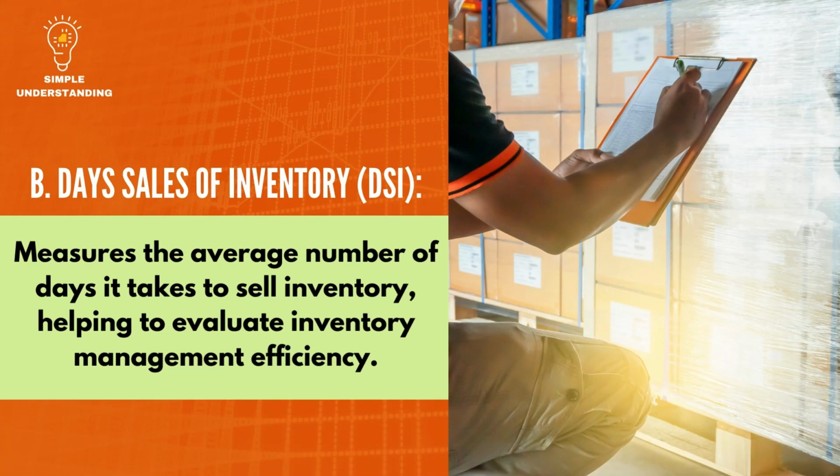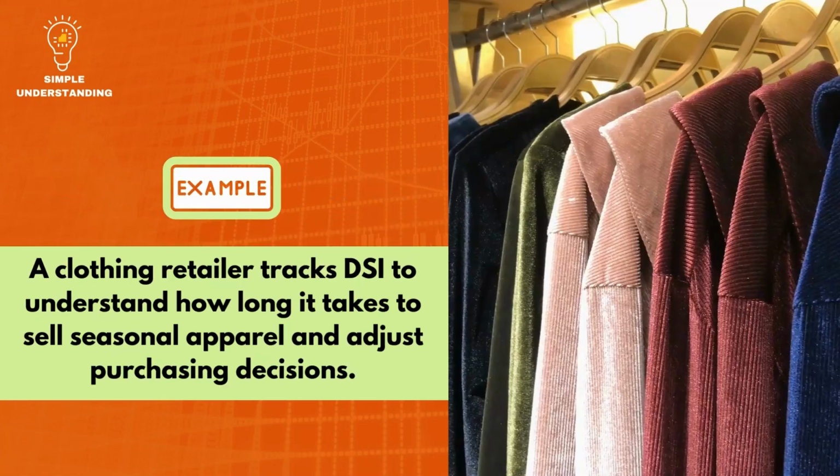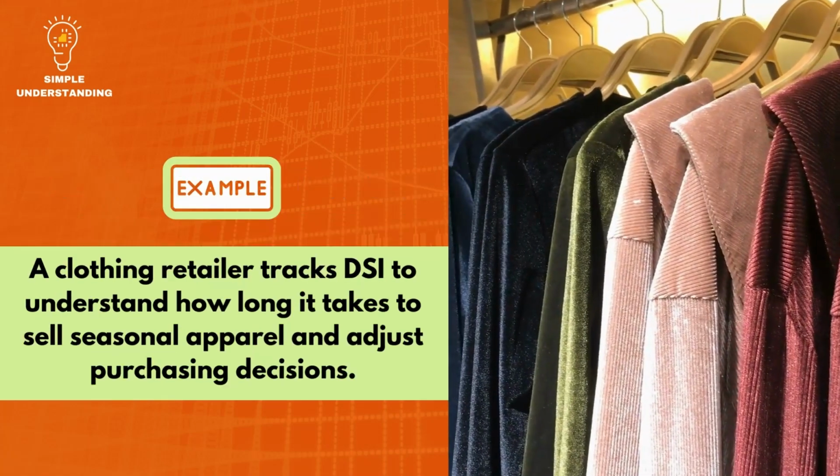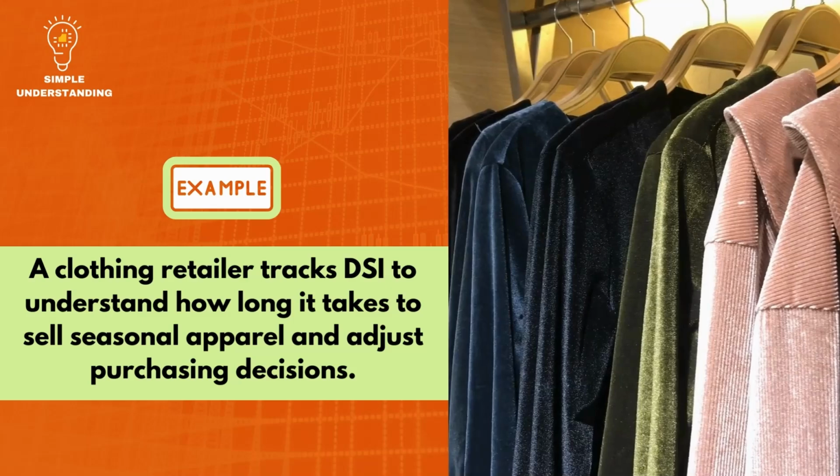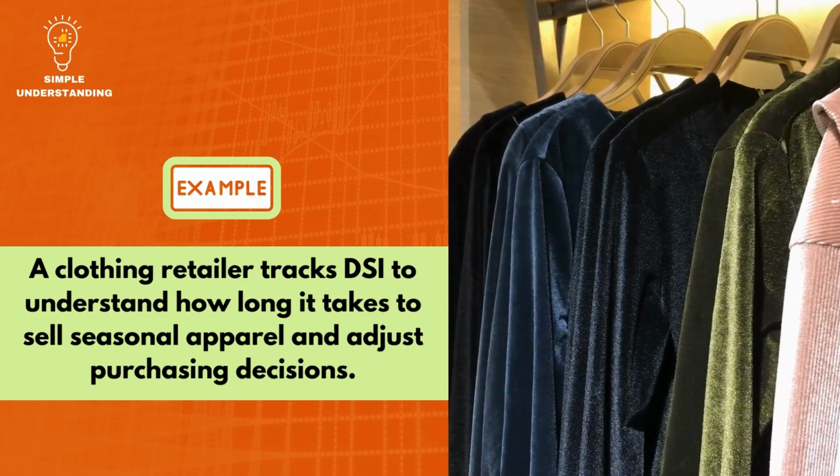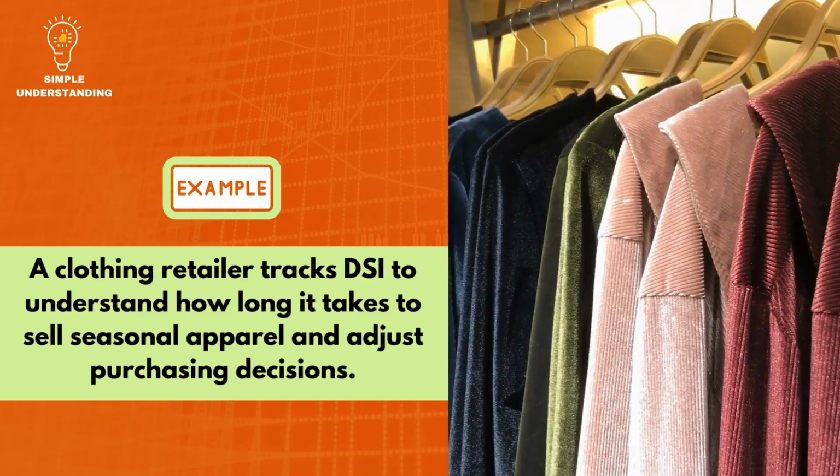B. Days sales of inventory, DSI. Measures the average number of days it takes to sell inventory, helping to evaluate inventory management efficiency. Example: A clothing retailer tracks DSI to understand how long it takes to sell seasonal apparel and adjust purchasing decisions.